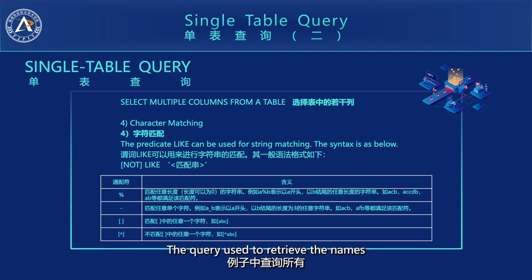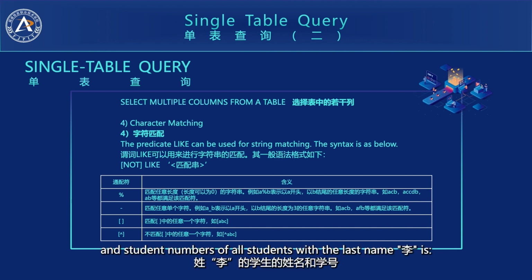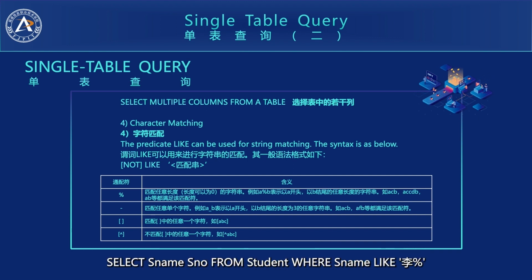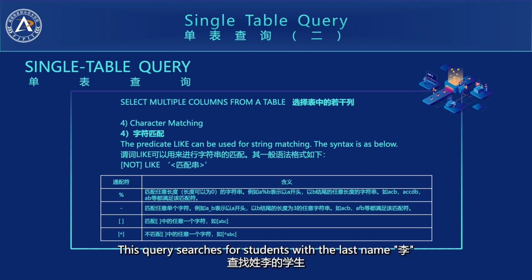The query used to retrieve the names and student numbers of all students with the last name Li selects name, sno from student where name like 'Li%'. This query searches for students with the last name Li using the matching pattern 'Li%', where the % symbol matches any length of characters. The result includes the student Li Xiuyu and their corresponding student number.